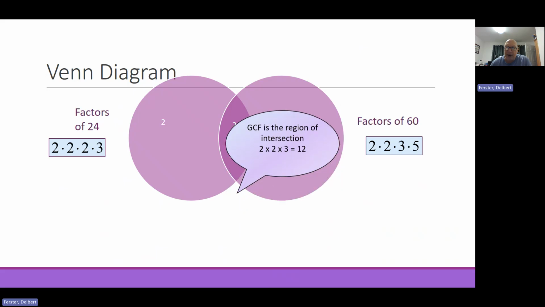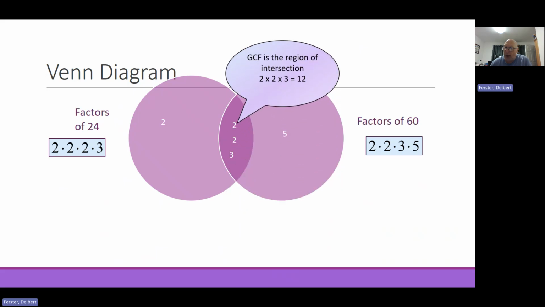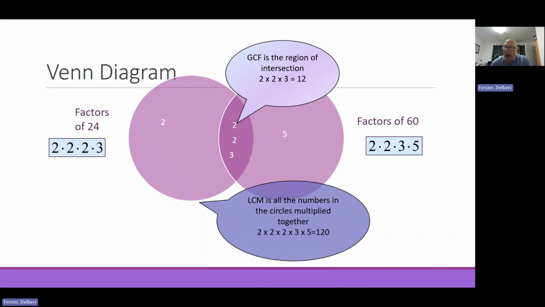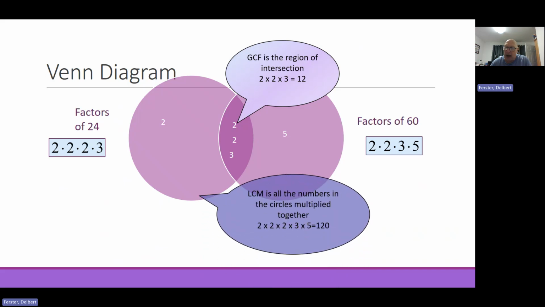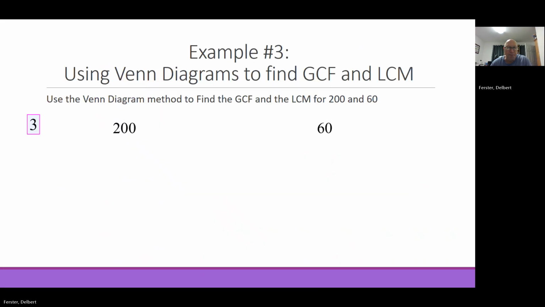And here's how it works. The greatest common factor you create, if you will, by multiplying the numbers that are inside on that intersection. So it's going to be 2 times 2 times 3, and that means 12. So the greatest common factor for 24 and 60 would in fact be 12. If you want to calculate the least common multiple, what we will do is we will multiply all of the numbers together inside the Venn diagram. So a 2, a 2, a 2, a 3, and a 5, and that's 120. So our least common multiple of 24 and 60 would in fact be 120.